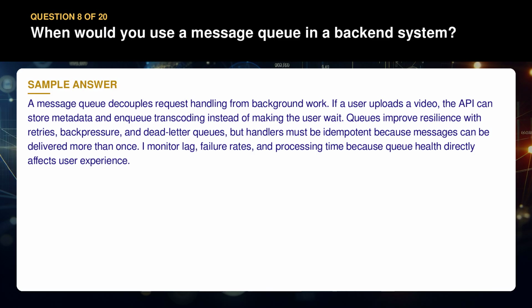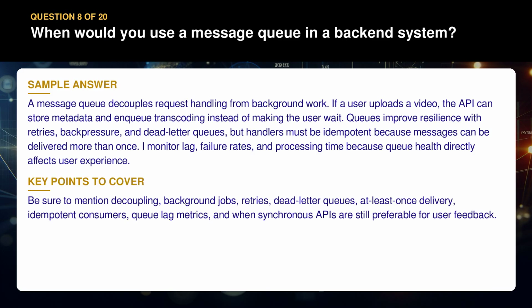Queues improve resilience with retries, backpressure, and dead letter queues, but handlers must be idempotent because messages can be delivered more than once. I monitor lag, failure rates, and processing time because queue health directly affects user experience. Be sure to mention decoupling, background jobs, retries, dead letter queues, at least once delivery, idempotent consumers, queue lag metrics, and when synchronous APIs are still preferable for user feedback.